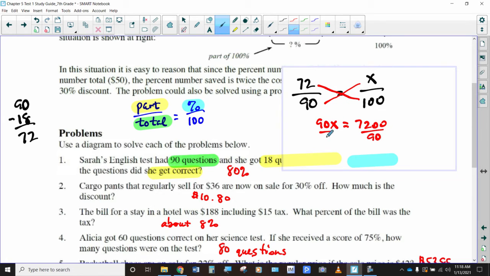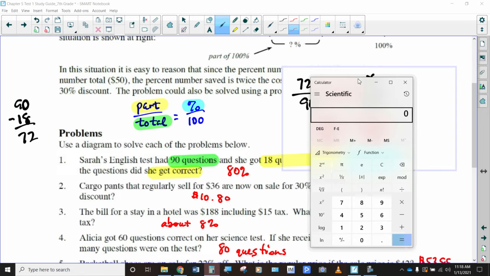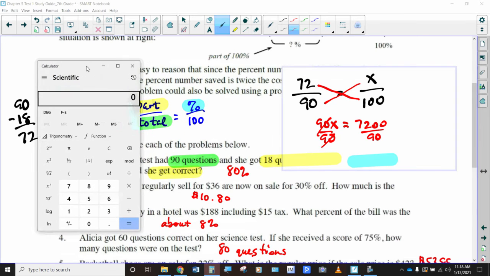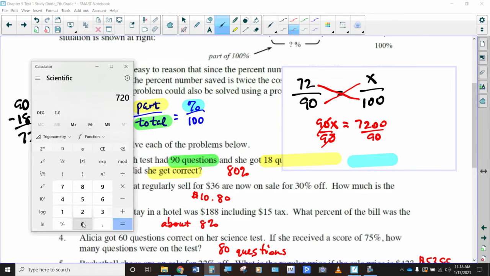If I divide that by 90, I'm dividing both sides by 90, so that cancels out. My answer for my percent will be 7,200 divided by 90. So I'll pull up my calculator, move it over so we can see this. Take 7,200 divided by 90, and you get 80. So that's our answer, 80%. X is equal to 80.